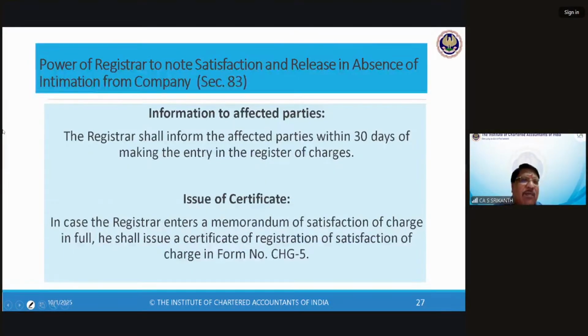CHG1, creation of charge except debentures. CHG9, creation of charge for debentures. CHG2 is the certificate. It is issued by the registrar in the case of a normal charge. CHG3, modification. And finally, CHG4, intimation.